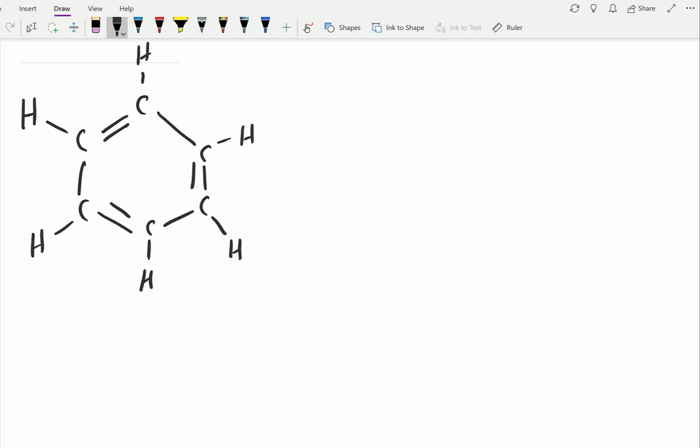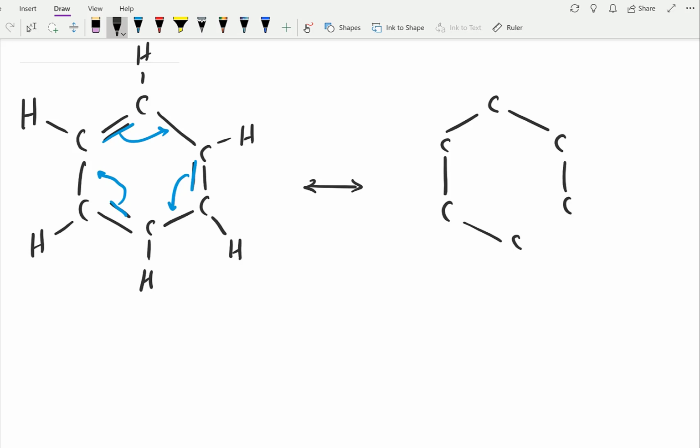This is the uncondensed structure. But we said we have delocalized electrons inside the benzene ring. We say that we have delocalized electrons because the location of these double bonds is not fixed. These electrons can rotate inside the ring. So this one can go here, this one can move to here, these electrons can move to here. So I can draw another Lewis structure for benzene. Benzene has resonance structures actually. I'm drawing another resonance structure for benzene here.